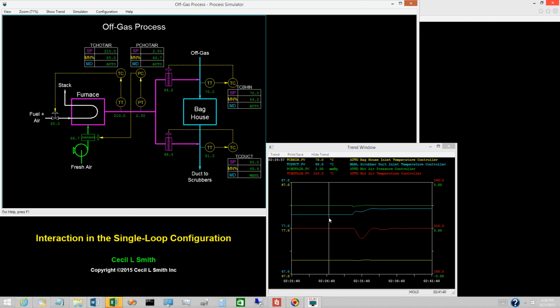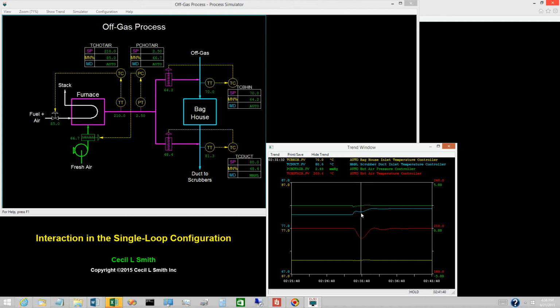Scroll the trend display to the response with all loops on manual. Note the scrubber duct inlet temperature response, the cyan pin. Then scroll to the current time. Note the scrubber duct inlet temperature. The large difference between these two responses is obvious.